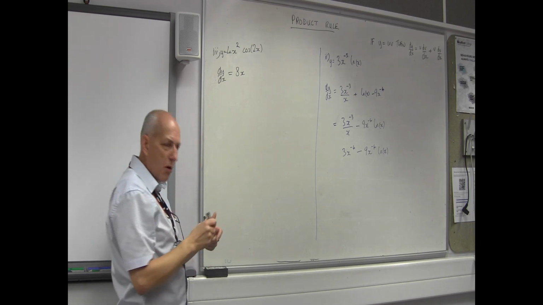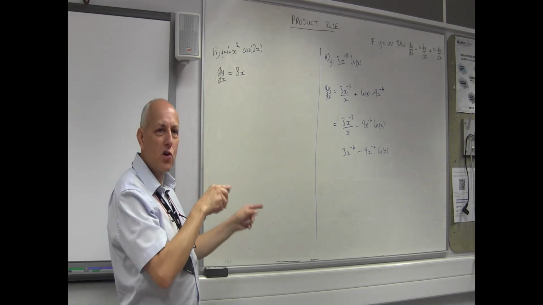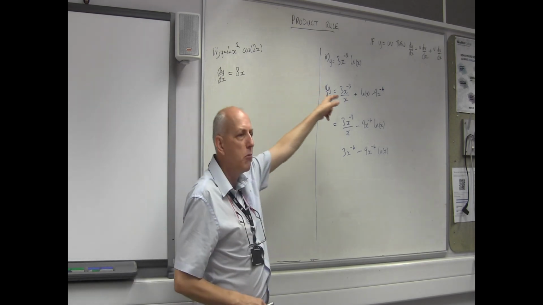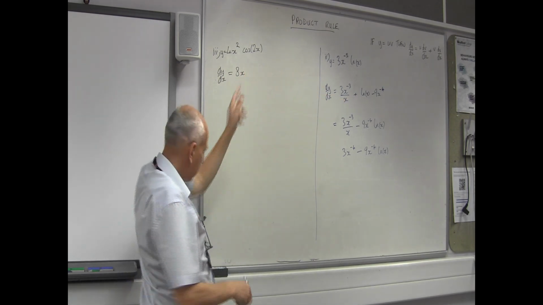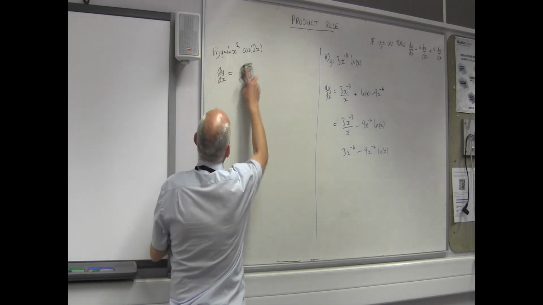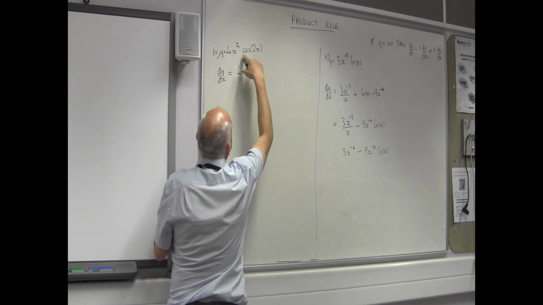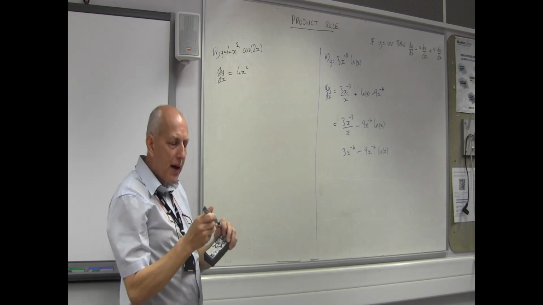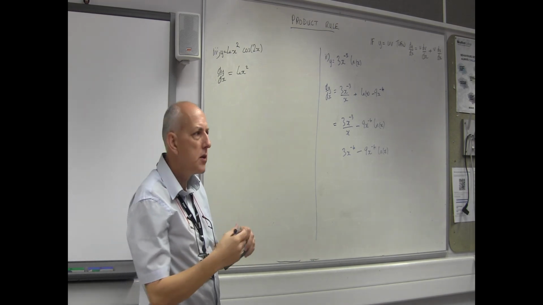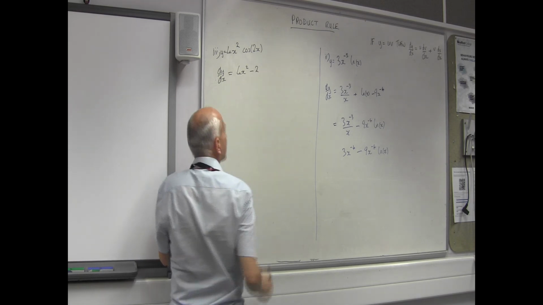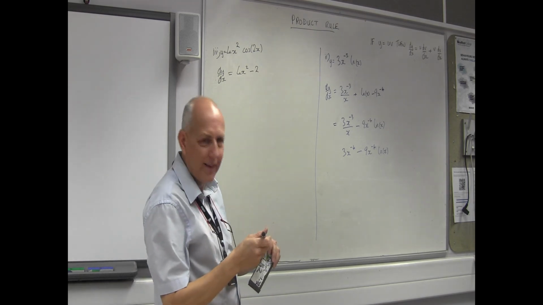I've actually done that the wrong way around. It doesn't actually matter as long as you do the opposite with the other one, but it's not following my rule. So if you don't mind, we'll come back to that. It's 4x squared times the derivative of cosine 2x, which is minus 2.